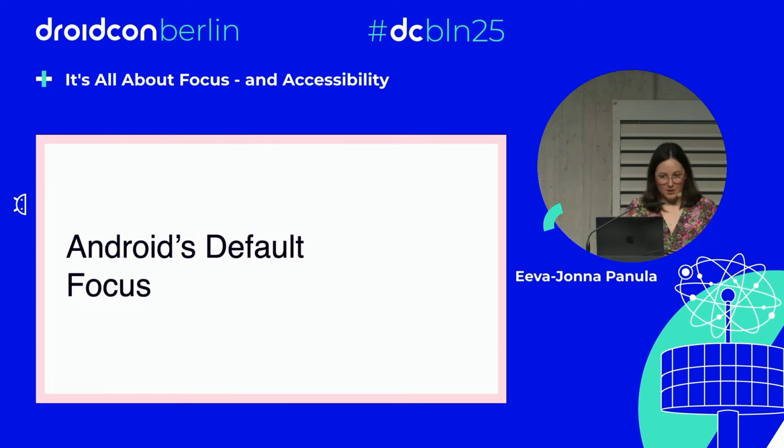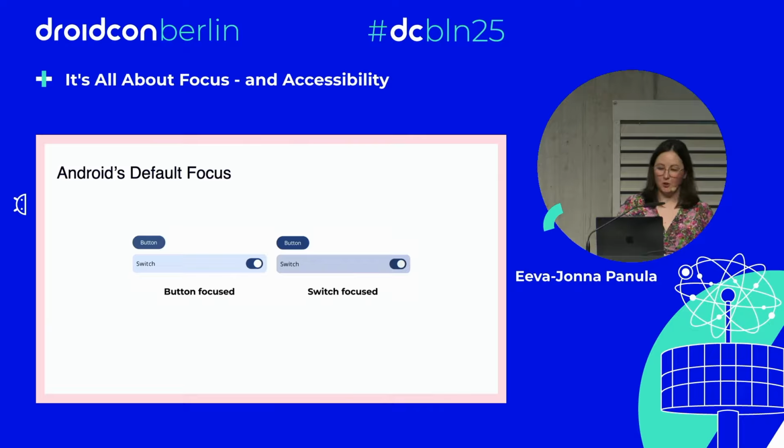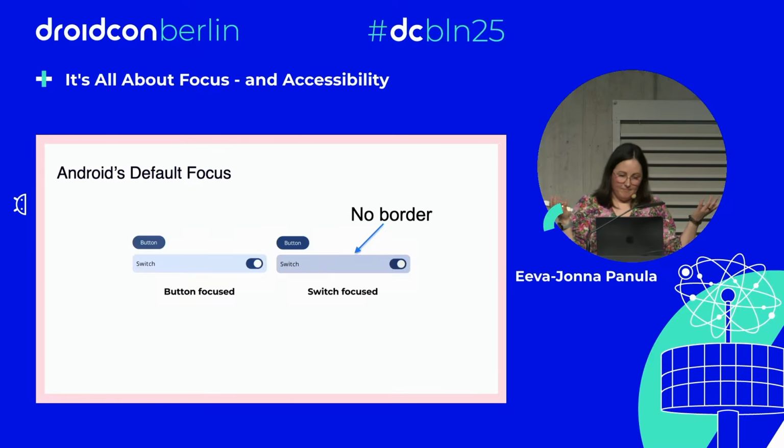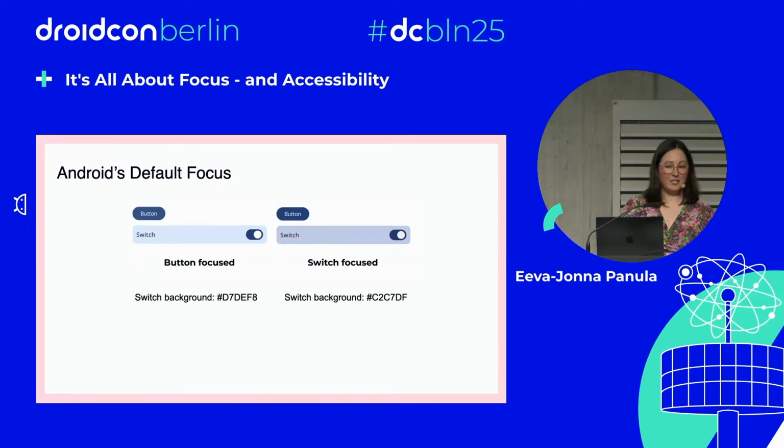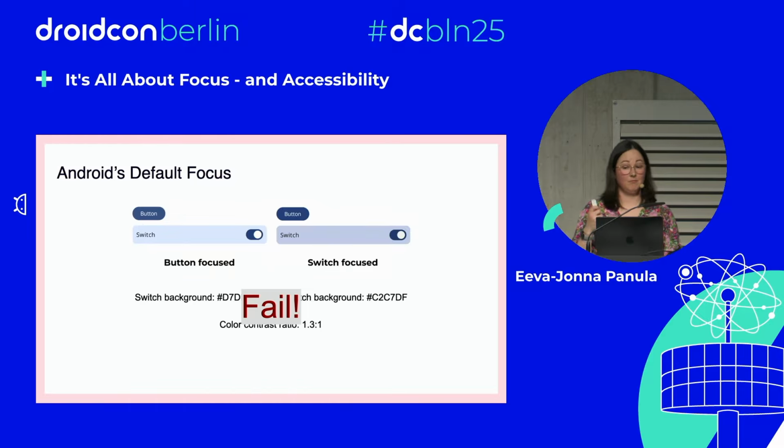If we go back to Android's default focus and the picture I showed you before, here are the button and the switch. In the first one the button is focused, and in the second the switch is focused. If we look at the switch, there is no border that could be 2 pixels thick and have a good enough contrast ratio. Looking at the colors, here is the hex code of the switch background color, and here is another hex code. It doesn't matter what they are. The meaningful thing is that the contrast ratio between these states is 1.3 to 1, so it's a fail. It's not 3 to 1. So we want to do something about this.